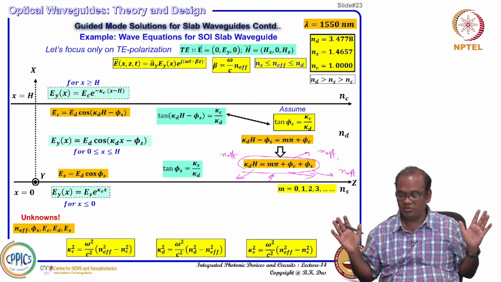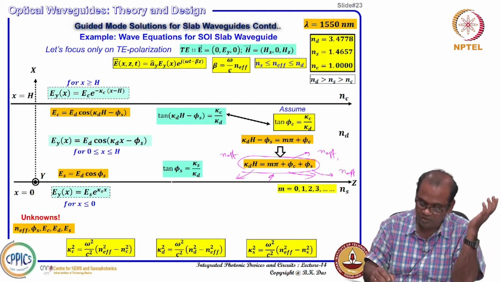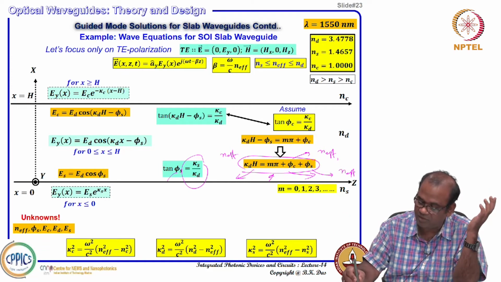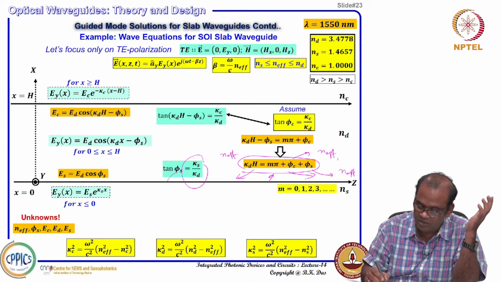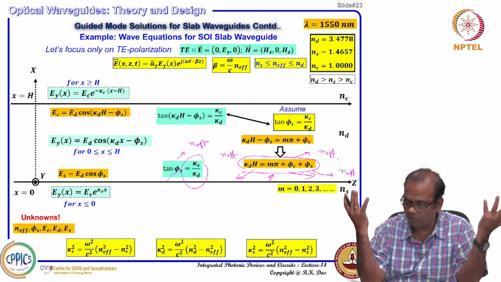Okay, nothing else. So, that means tan phi s, and similarly phi c, if you check clearly, only n effective is involved. Kappa s by kappa d, all are functions of n effective, and all other things are known: omega, c, nd, nc, ns, everything is known.